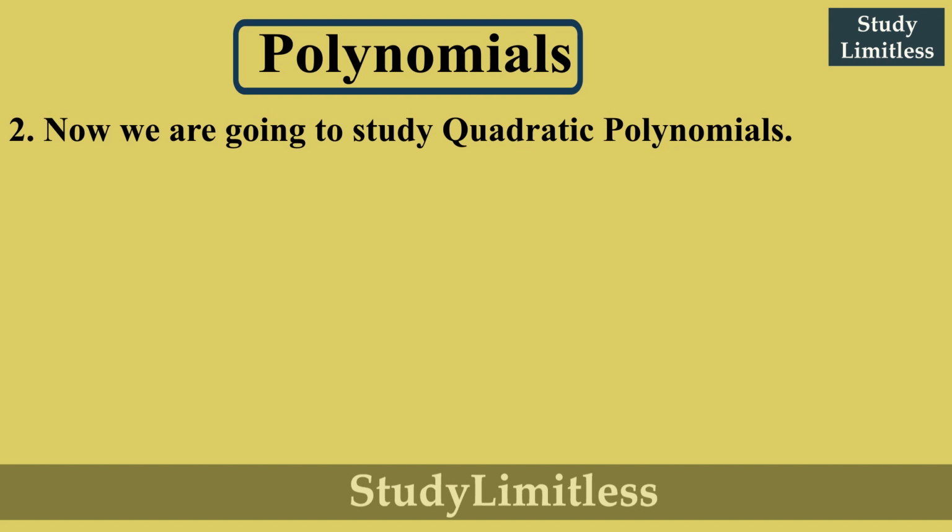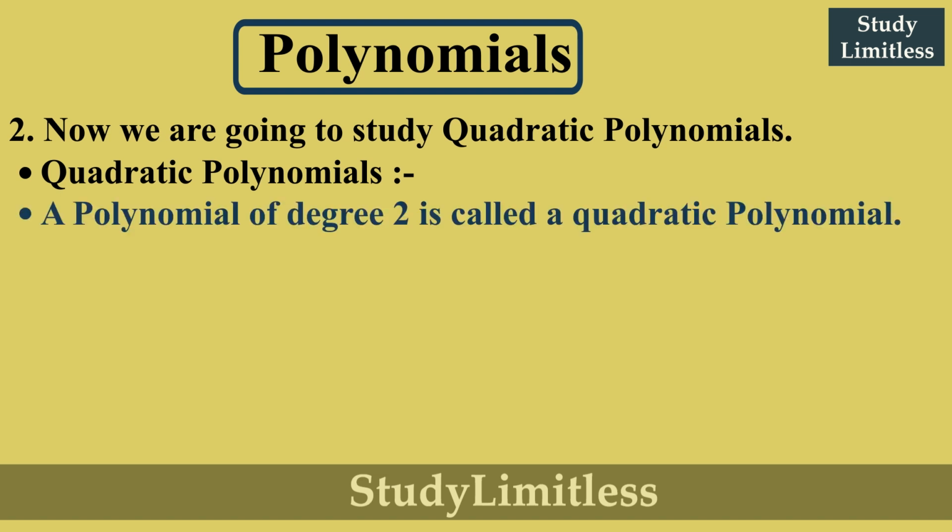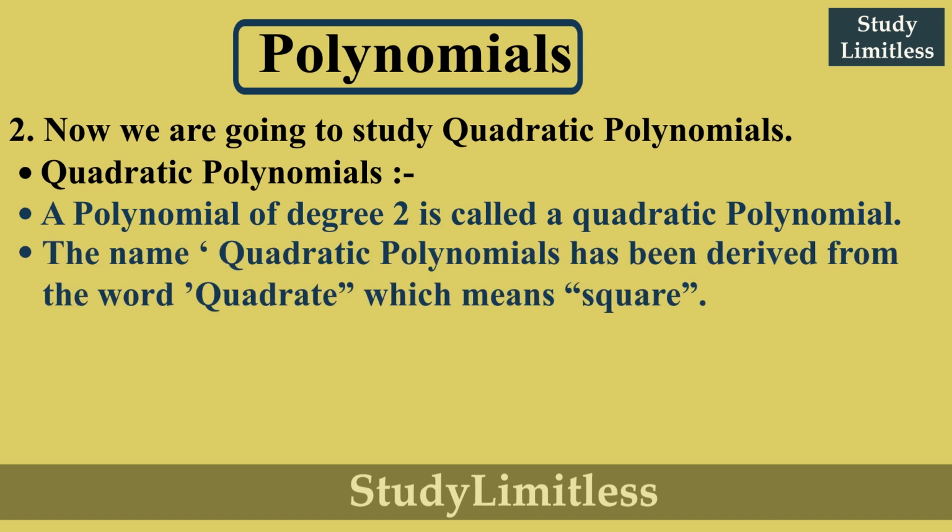Now we are going to study quadratic polynomials. A polynomial of degree 2 is called a quadratic polynomial. The name quadratic has been derived from the word quadrate, which means square. Square means 2, so the degree is 2.